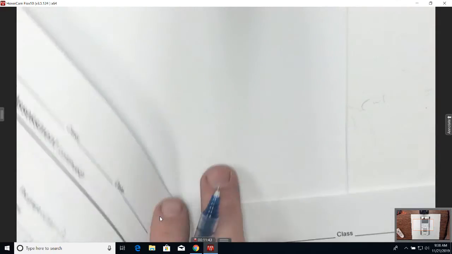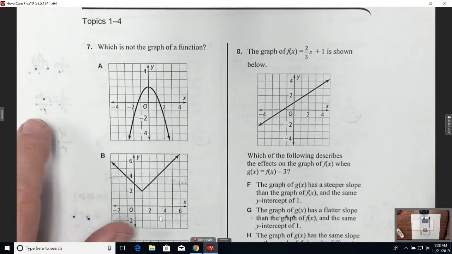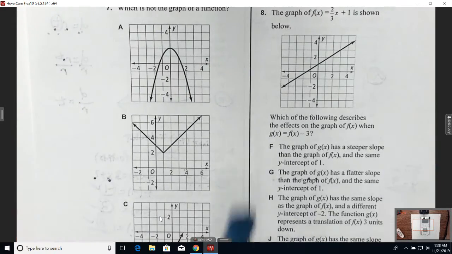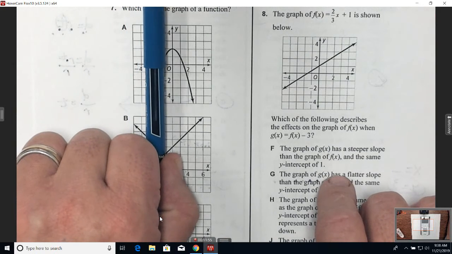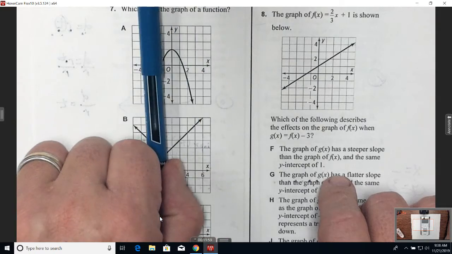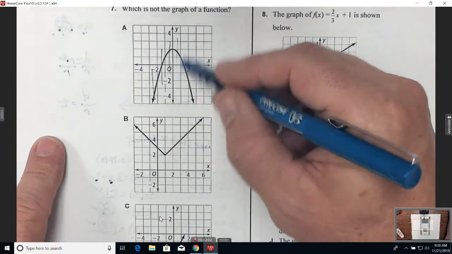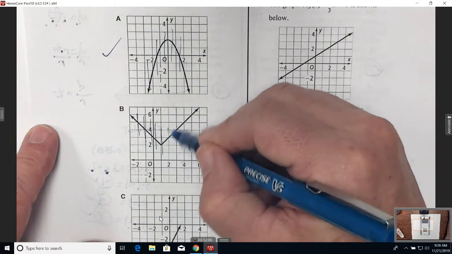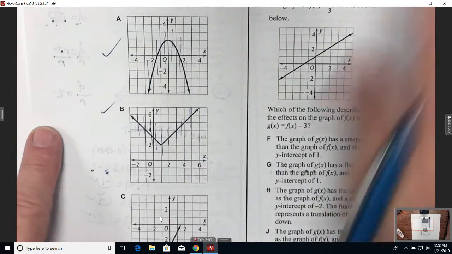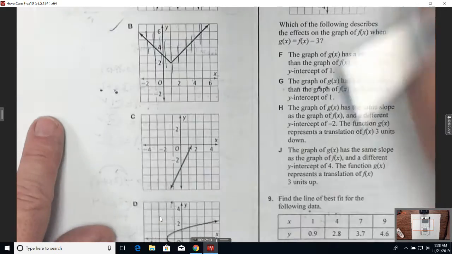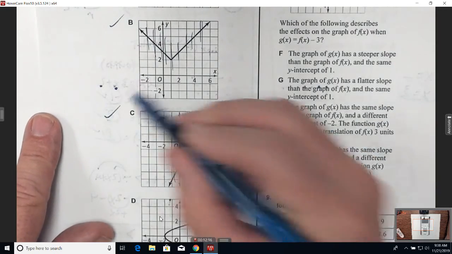Alright, let's go to problem number 7. Which is not the graph of a function? How do you know which of these is or is not a function? If it's a function, it's going to pass what test? The vertical line test. If I put vertical lines down here, it only hits 1 point, so yes, that's a function. Is this a function? Yes, that's a function. Any vertical line you put down there would pass the test. It only hits 1 point. Is this a function? Absolutely, yes.